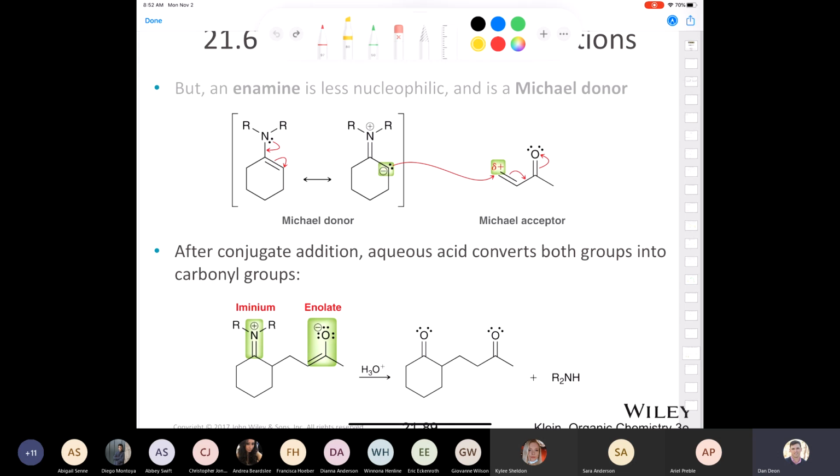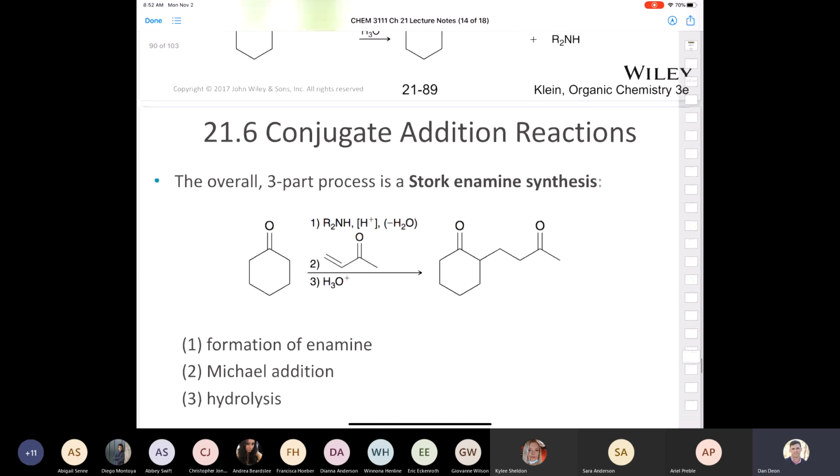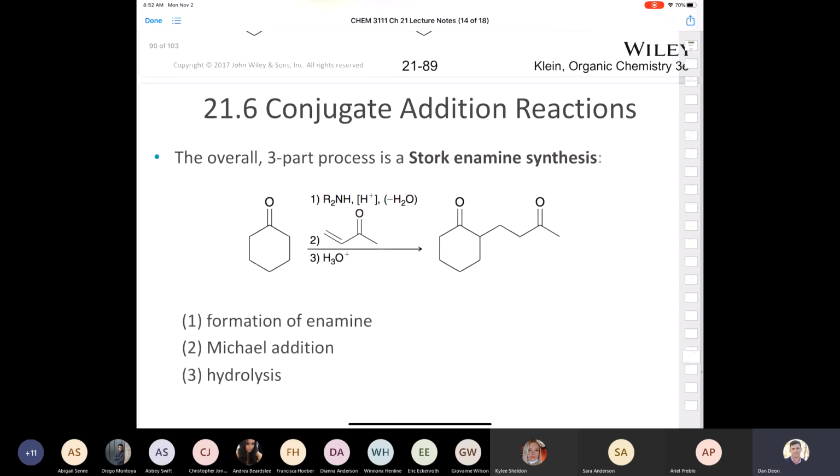So overall, here it is summarized. The three-part process is called the Gilbert Stork enamine synthesis. First we take a ketone, treat it with aqueous acid, remove water, and form the enamine. That's a Michael donor. We do the Michael addition, and then finally we hydrolyze the aminium, and we convert the enolate into the enol, and that undergoes tautomerization.